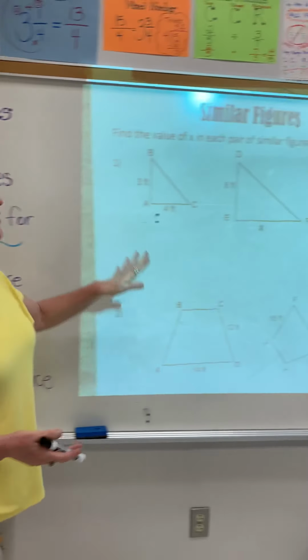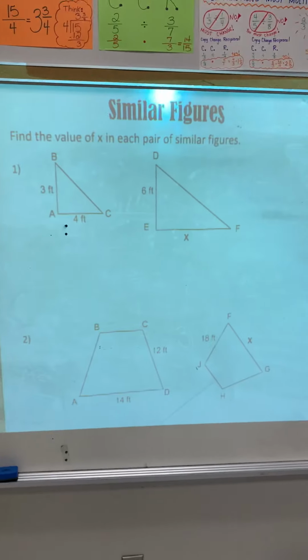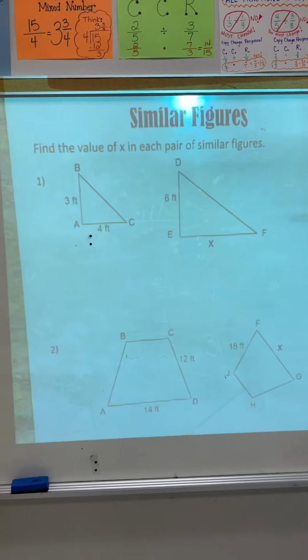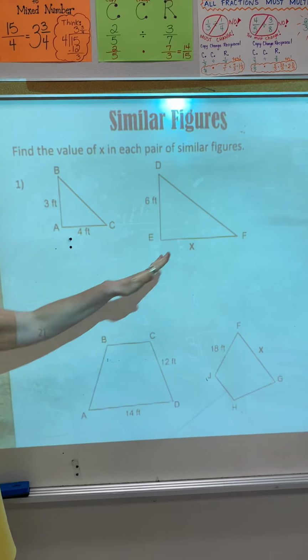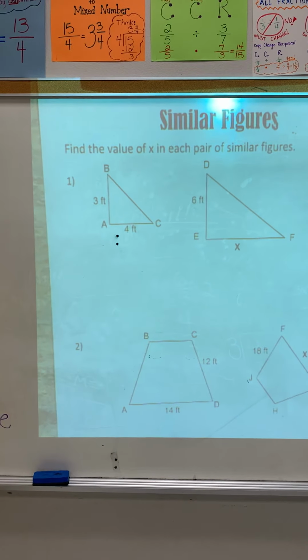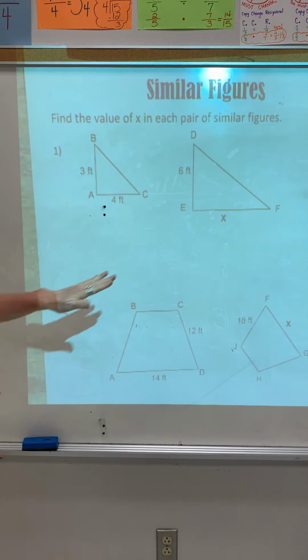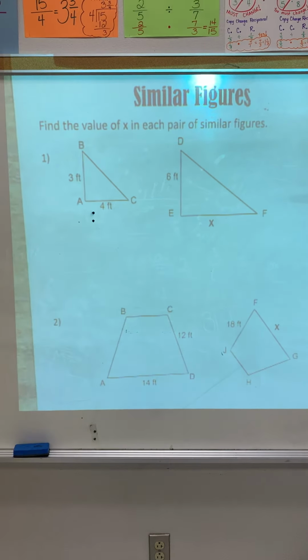So let's take a look over here at number 1. I see that I have two triangles here, and I am going to find the value of x. So as I look at these, I see that they are indeed the same shape. And so we're going to determine what is the length of this missing side.